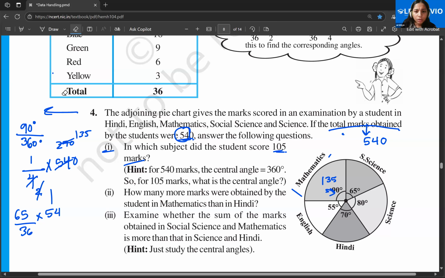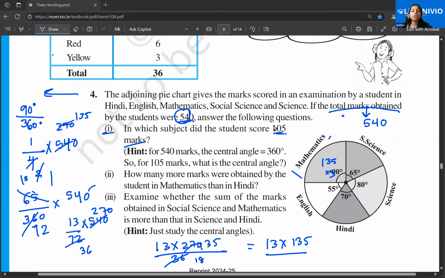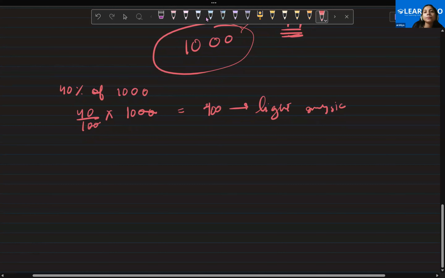I can't see the screen you're writing in. I can't see the screen. Wait. Let me do it again. I've shared a different screen. Can you see it? Yes, ma'am.